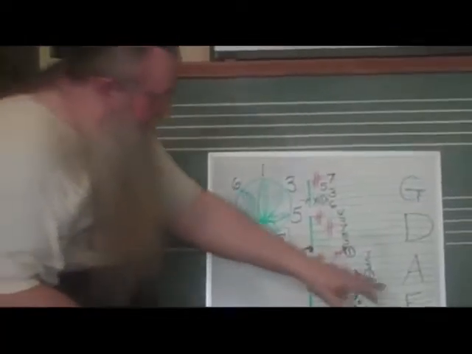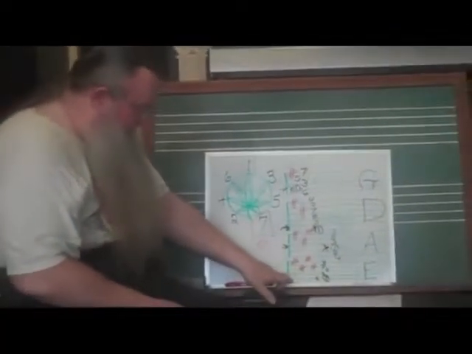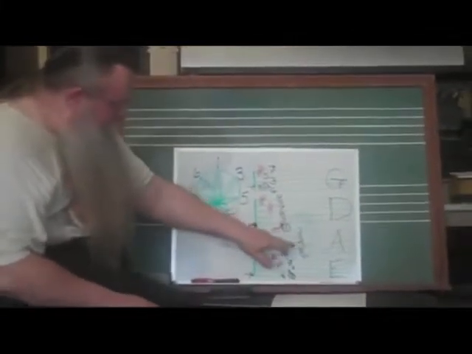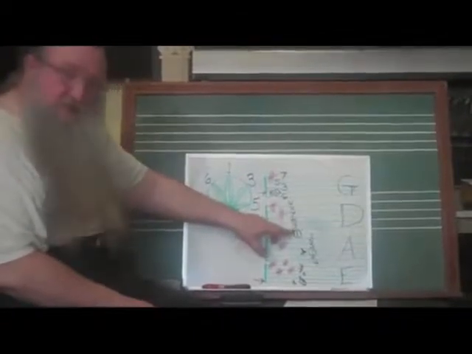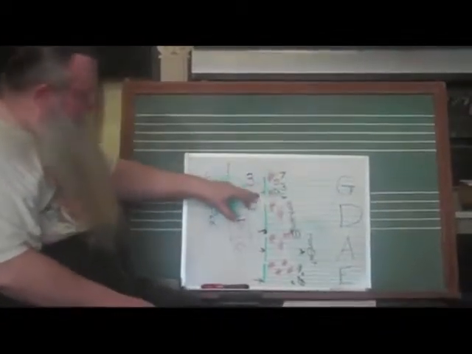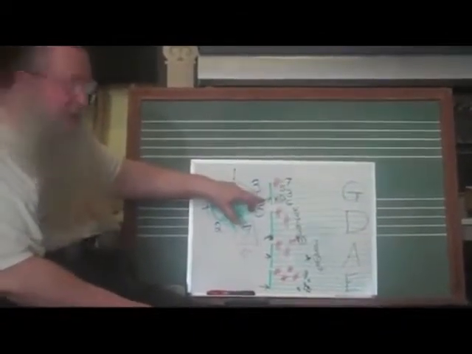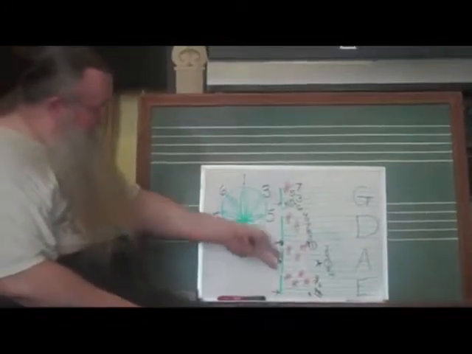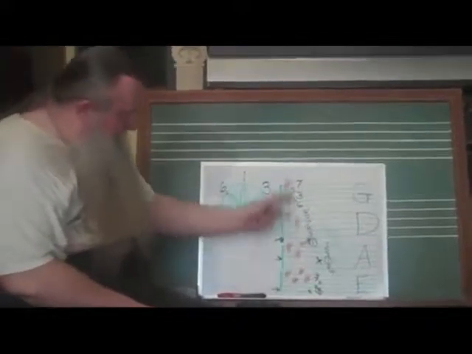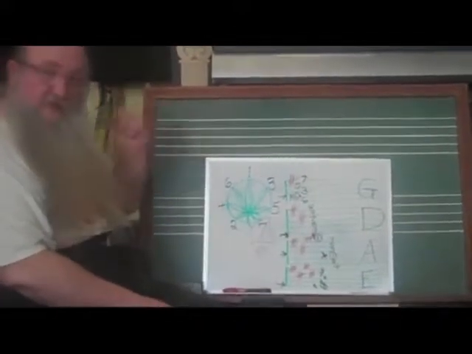So as you can see, for E, the bottom line is E, that's where 1 is. For the A, this second space here is A, that's where 1 would be. For D, the space below the staff is where 1 is at. And for G, the second line in the staff is the number 1. And you will see that with this pattern, we can label all the lines or all the spaces.